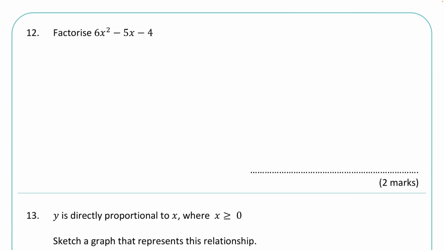Okay, so for our next question, we are factorising a quadratic. When factorising a quadratic, we have two options for this one, but we need to look at the numbers that multiply to make 4. So it's 1 and 4, or 2 and 2.